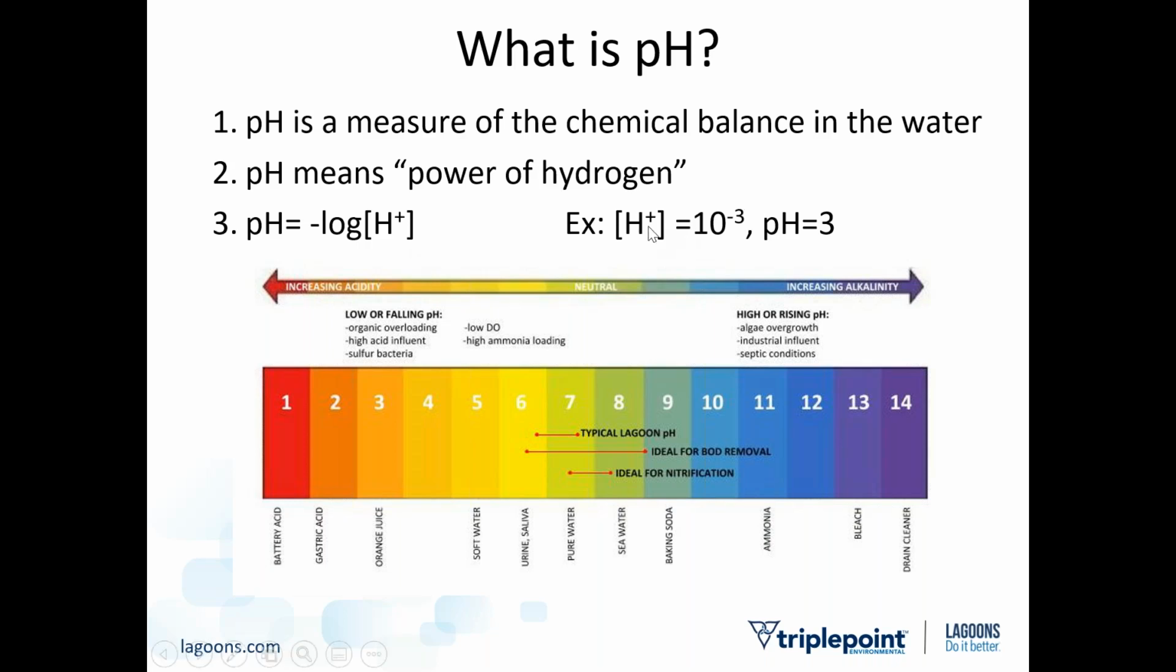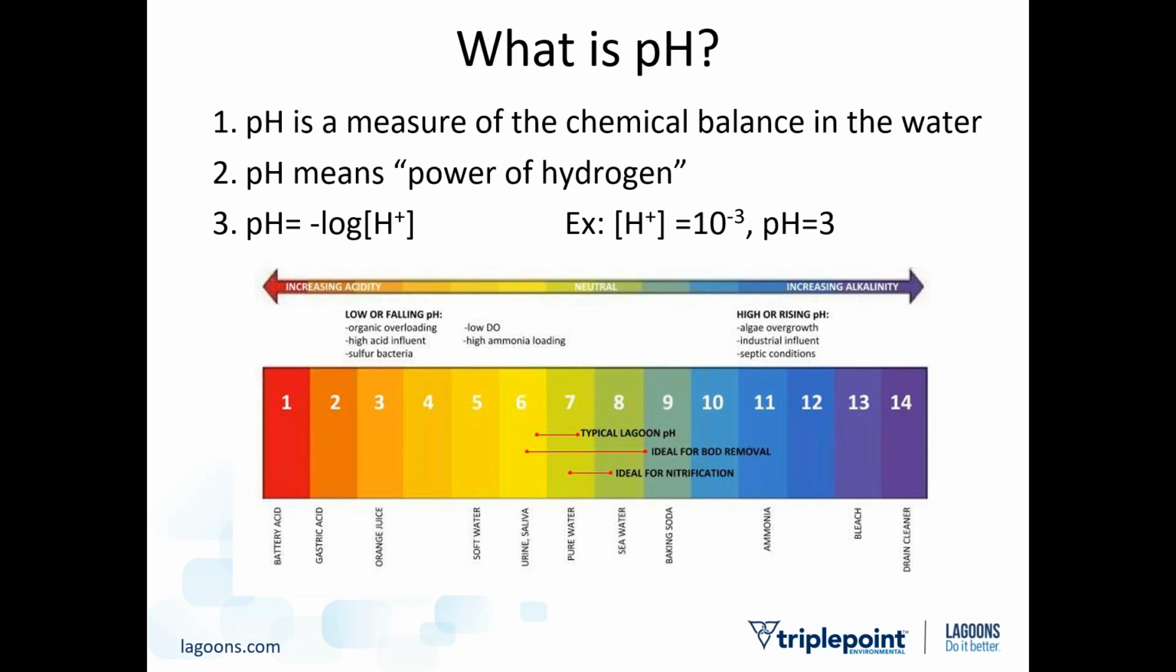So an example here, if you have a hydrogen concentration in the water of 10 to the -3, this is 0.001 concentration of hydrogen that's expressed as 10 to the -3rd. What we're looking at for pH here is just this value up at the top. So 10 to the -3rd equals a pH of 3. The pH scale, the possibilities of this hydrogen exponent, run from 0 to 14, with 7 being neutral, right in the middle.